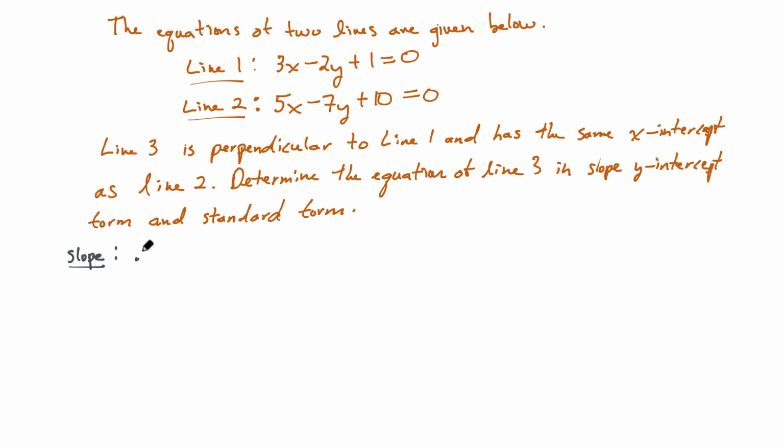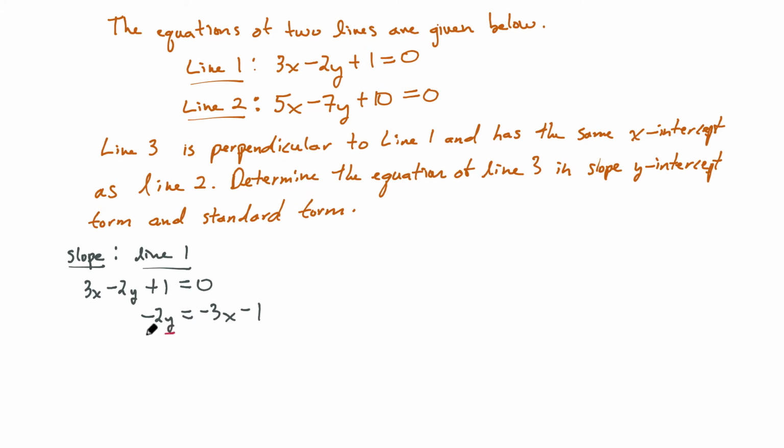So the slope of line 1, first let's rearrange the equation for line 1 and write it in slope y-intercept form to get the slope of the line. So we have for line 1, 3x minus 2y plus 1 is equal to 0. We can subtract 3x and positive 1 from both sides of the equation, and we get that negative 2y is equal to negative 3x minus 1.